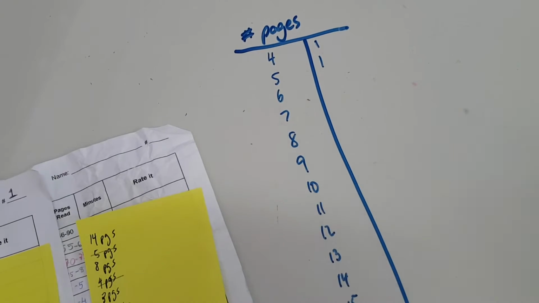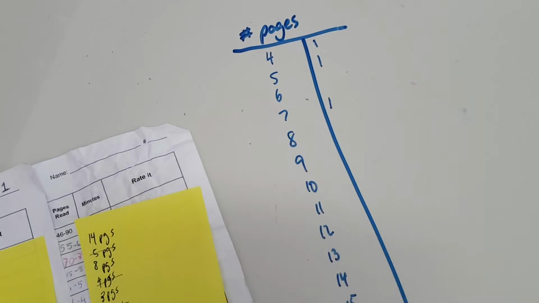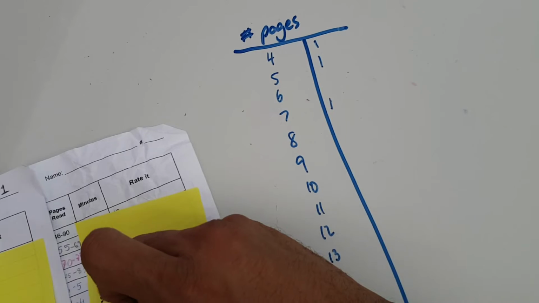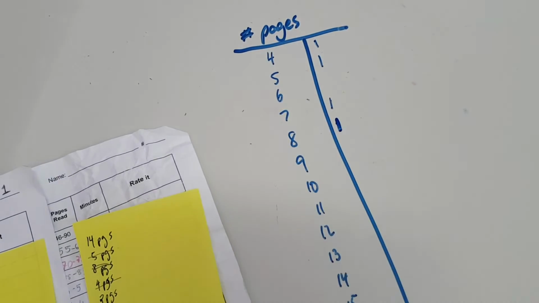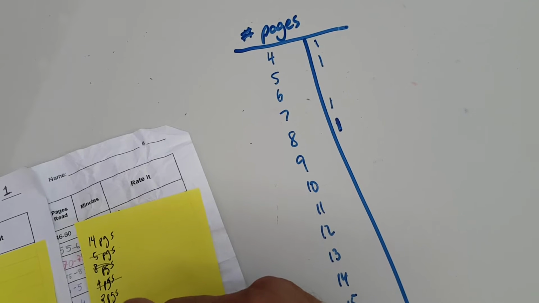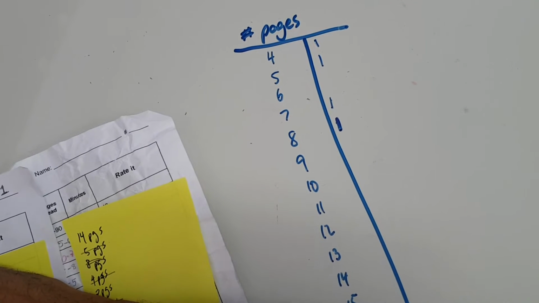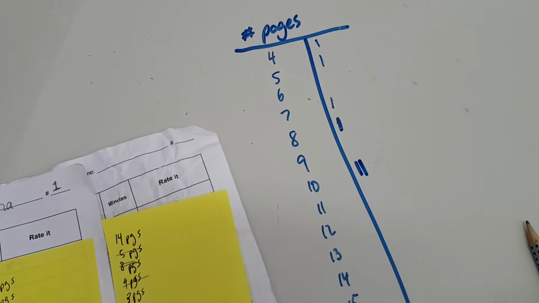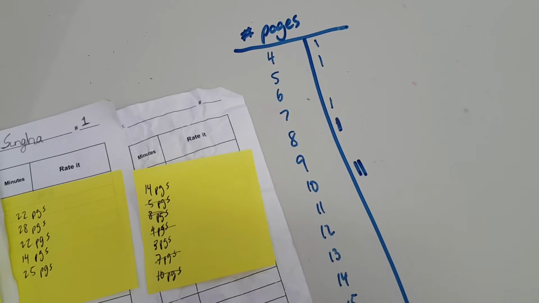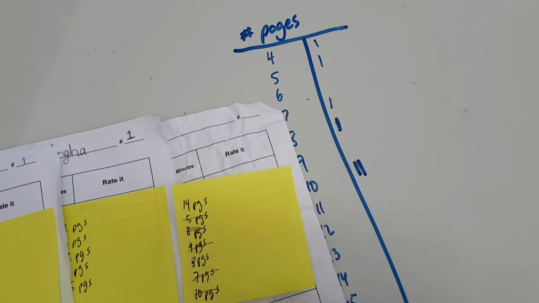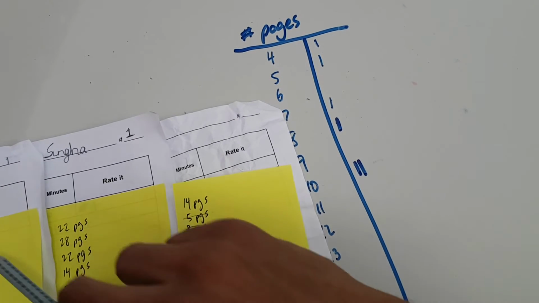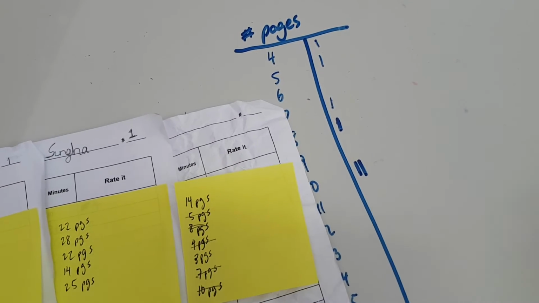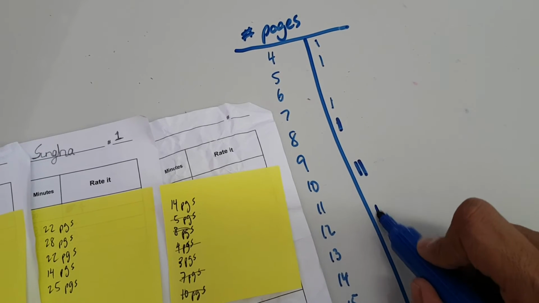Someone's read 7 pages, so I can put a tally mark here. Someone's read 8 pages here. I can put another tally mark there. Someone's read 9, no one's read 9 pages. Someone's read 10 pages. And someone's read 10 pages over here. So 2 people have read 10 pages. How many people have read 11 pages? No one has read 11 pages. Has anyone read 12 pages? This child has read 12 pages, so I can put 1 more tally mark here next to 12.